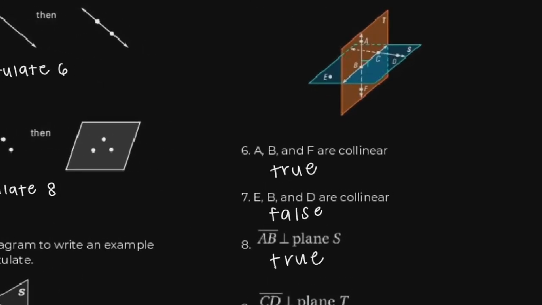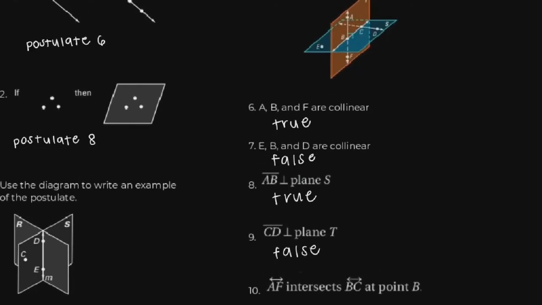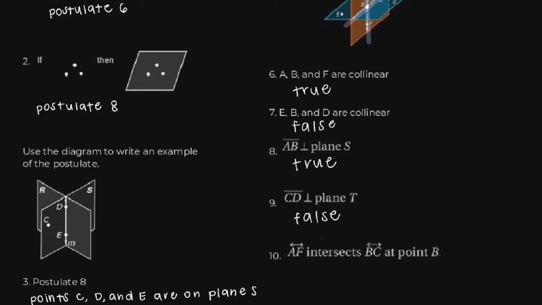Then we have CD is perpendicular to plane T. Here's line CD, but there is no right angle, so that means it's not perpendicular because it doesn't make a right angle. So this is false. And then for the last one, we have AF, which is this line here, intersects BC, which is here, at point B. And they do intersect right here at point B, so this one is true.